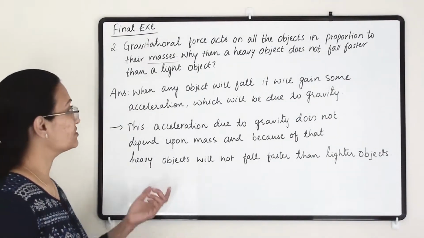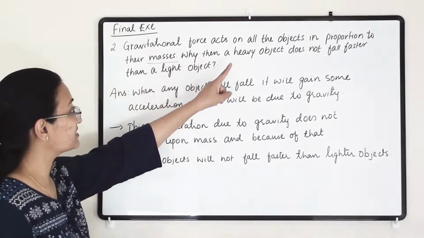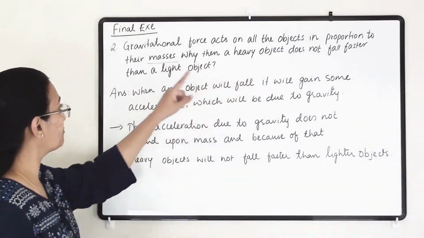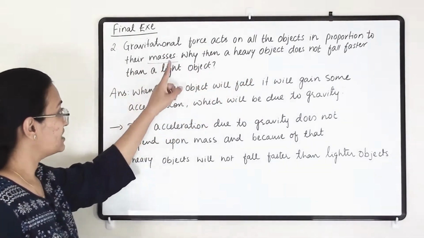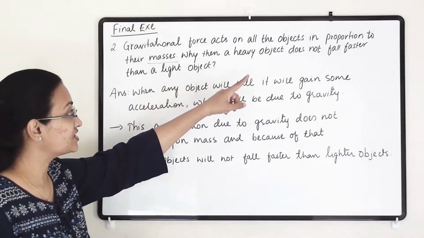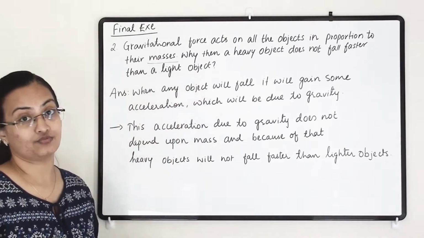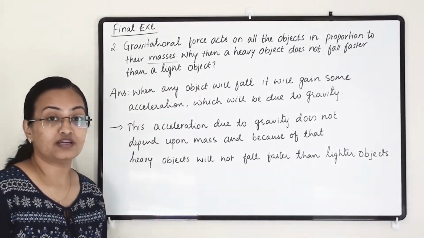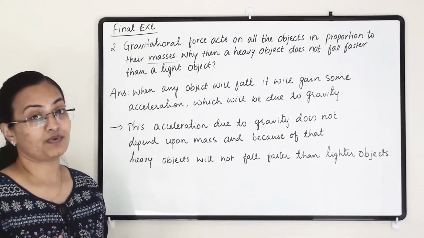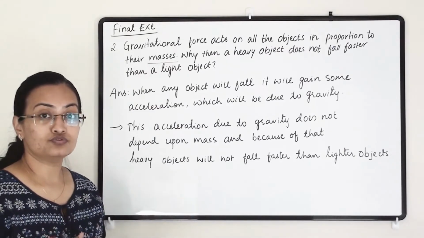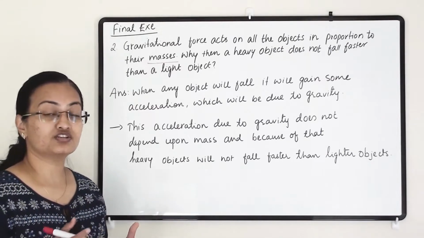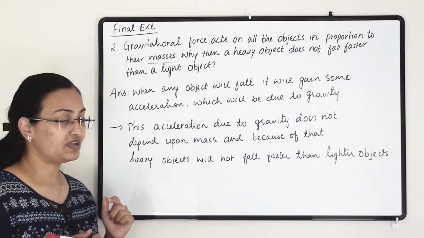Our second question is, gravitational force acts on all the objects in proportion to their masses. Why then does a heavy object not fall faster than a lighter object? Here we know that gravitational force also depends upon mass. So whose mass is more, the gravitational force acting on that object will be higher.